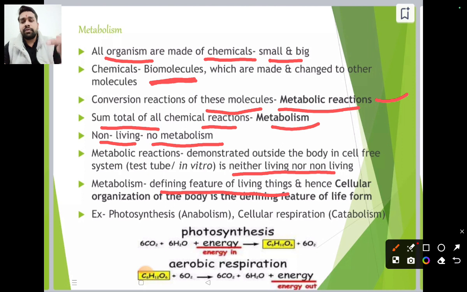Cellular organization means जैसे cell forms tissue, tissue forms organ, organs form organ system, and an organ system forms the complete organism. They both can be considered as the defining feature of living organisms or living things.